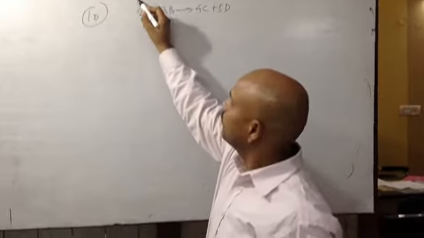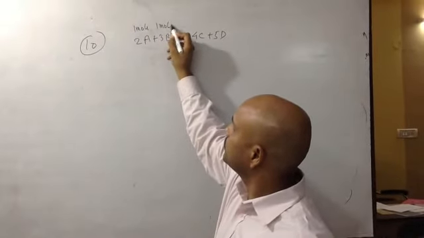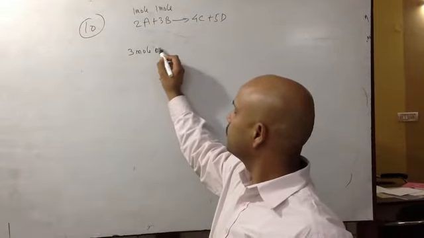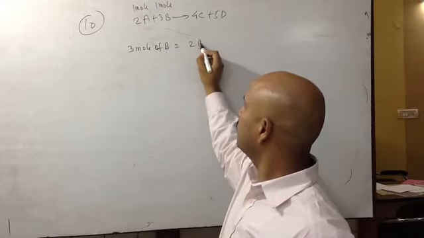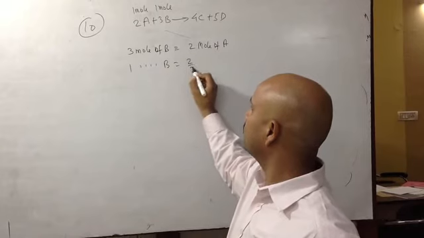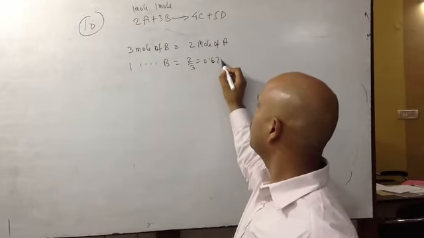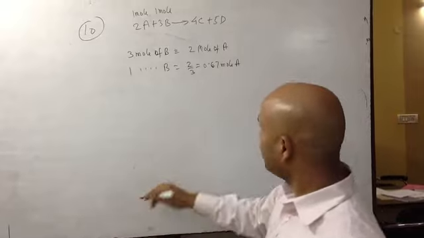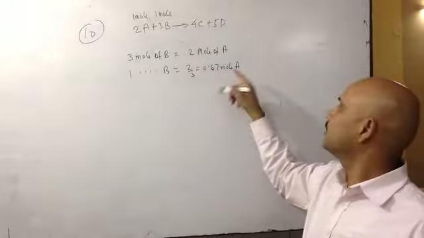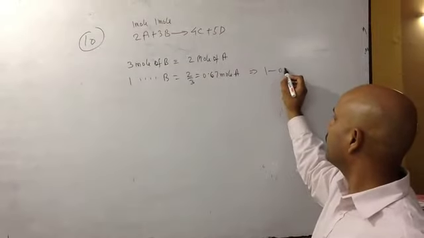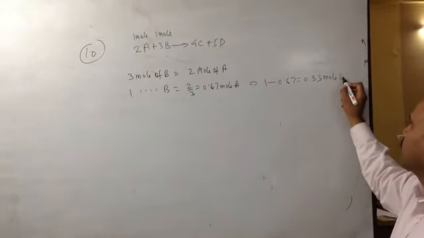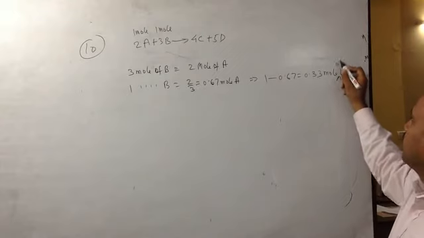Now it is given 1 mole of this reacts with 1 mole of this. Let us first find out the limiting reagent. 3 mole of B combines with 2 mole of A. Therefore 1 mole of B will combine with 2 by 3 mole, 0.67 mole of A. It means that B will be entirely consumed while A will be left. How much will be left? 1 is given, 1 minus 0.67. Therefore the amount of A left is 0.33 mole.